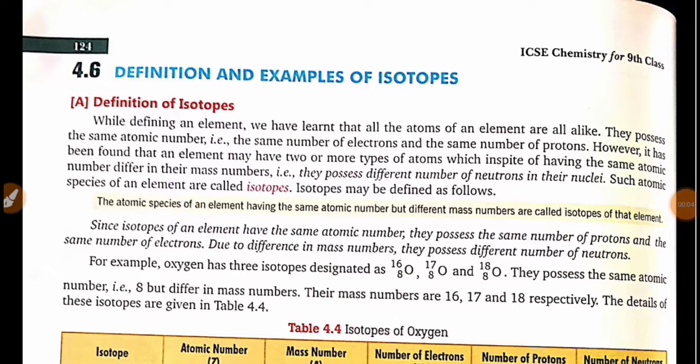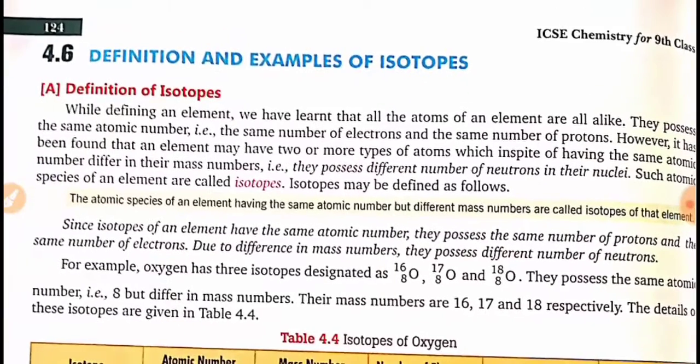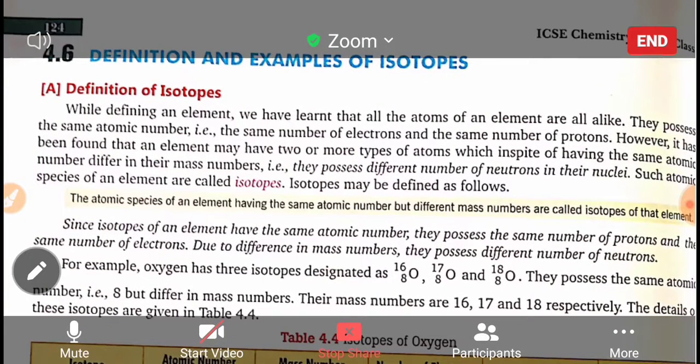Yesterday we talked about Niels Bohr's model of atom and electronic configuration of 20 elements. Today we are going to discuss a new topic in which we understand the definition and examples of isotopes and isobars. So first we understand about the isotopes.